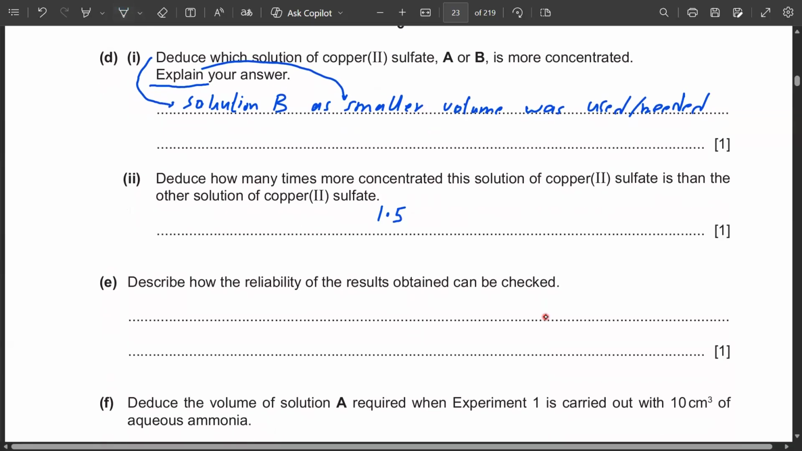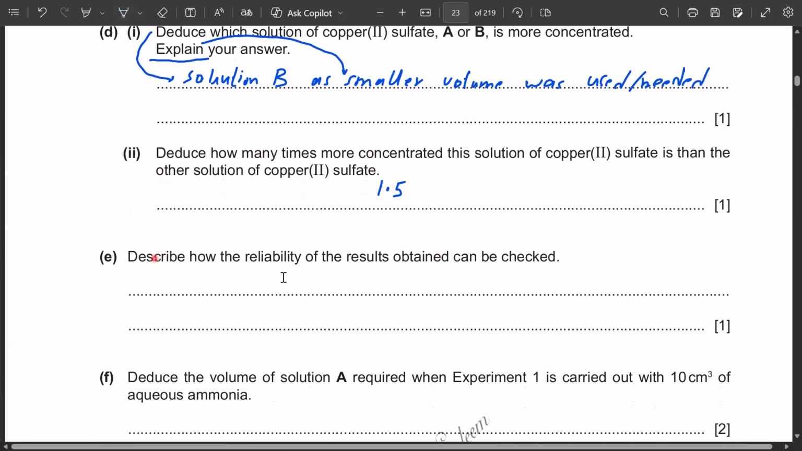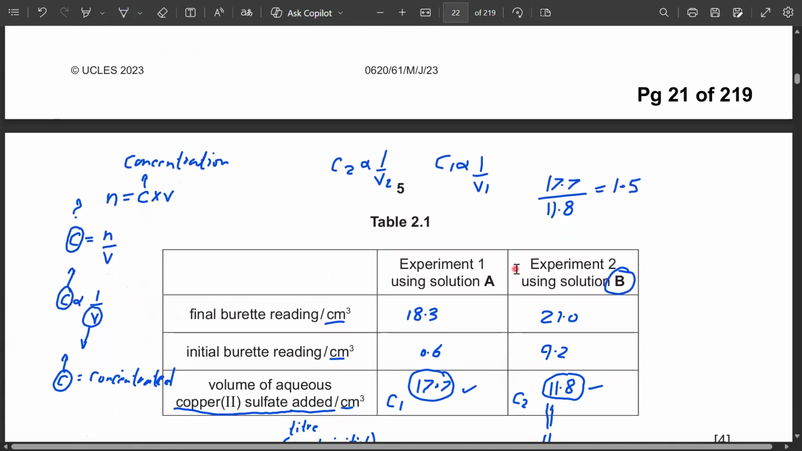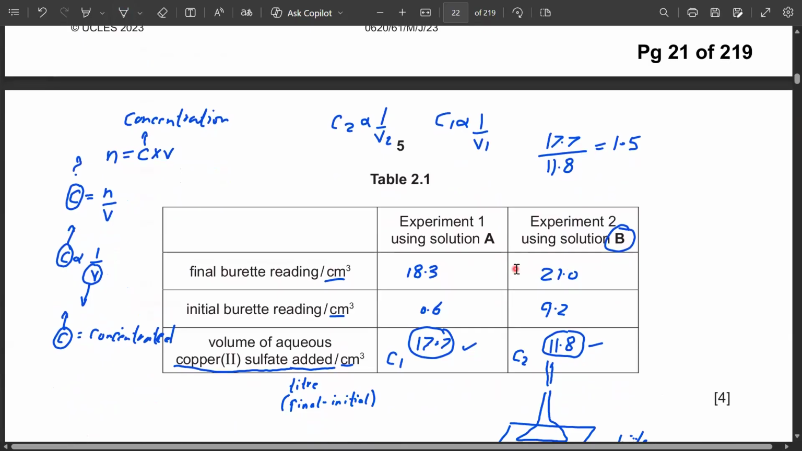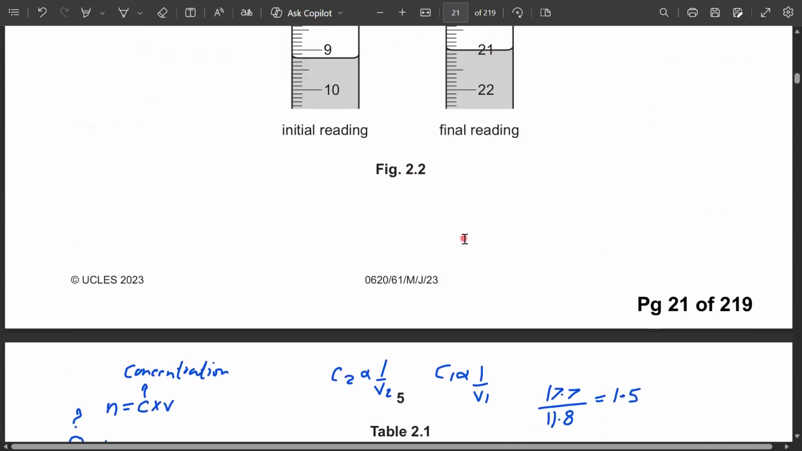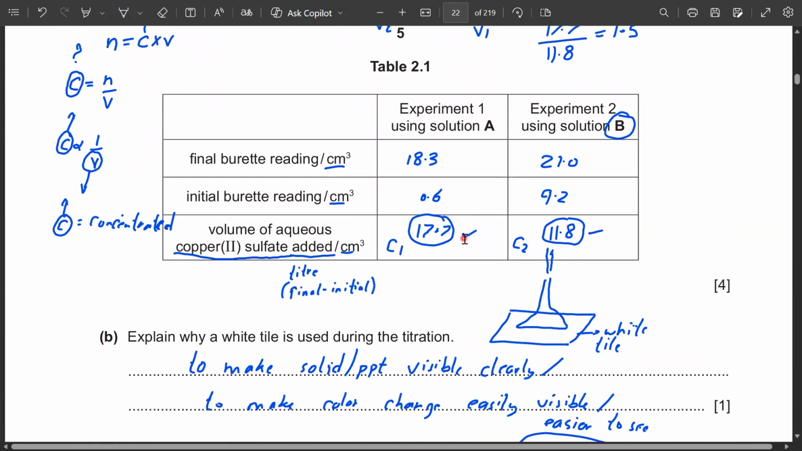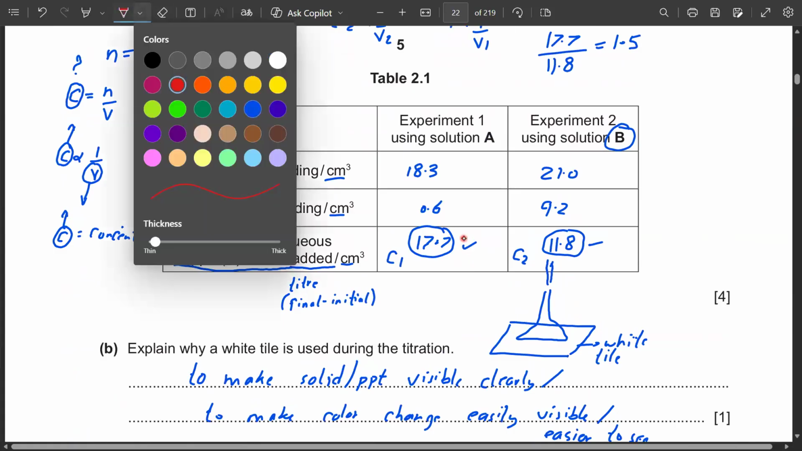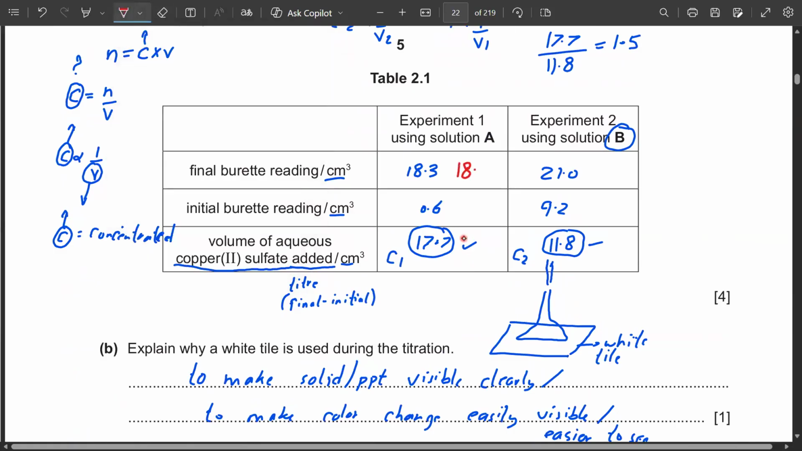The next part is: describe how the reliability of the result obtained can be checked. So the reliability can only be checked if we perform experiments 1 and 2 multiple times. Just perform these experiments multiple times, and the results that you got here should be repeated. What I mean to say is that you should get a similar result, like 18.3 again or 18.2 again.